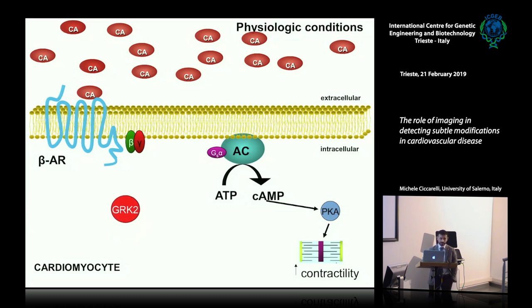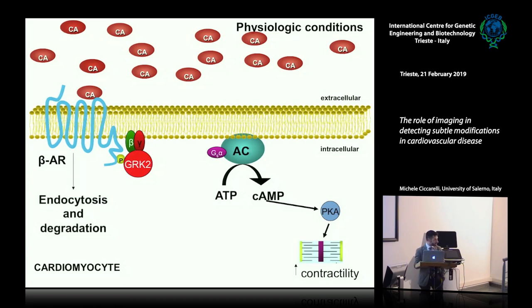But one of the mechanisms that turns off this pathway when we come back to the rest condition is related to a molecule called G-protein coupled receptor kinase, isoform 2. This is a serine-threonine kinase that phosphorylates the beta-adrenergic receptor in the intracellular loop and the carboxyl-terminal tail. The phosphorylation produces desensitization of the receptor, uncoupling from the G protein, and increases the affinity of the receptor for beta-arrestin, inducing internalization and downregulation of the beta-adrenergic receptor.